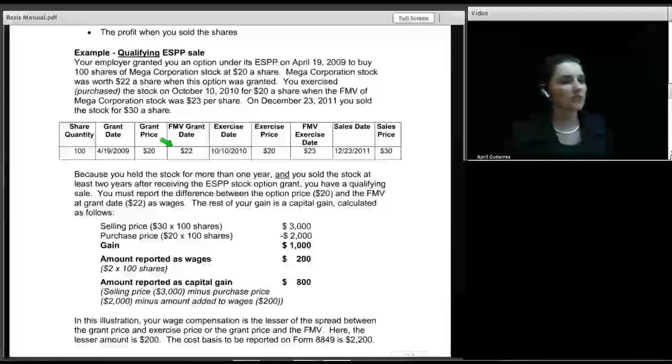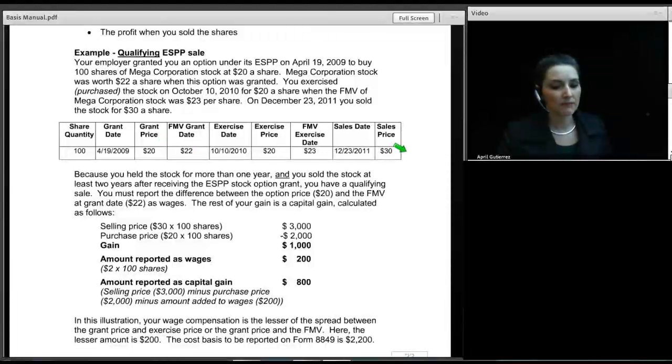And it's actually your employer who's responsible for doing that. They're supposed to track all of this and do it. So you can imagine it's a very complicated payroll nightmare, I think. And then the rest of the gain is a capital gain. So your capital gain is the difference between 22 and 30.